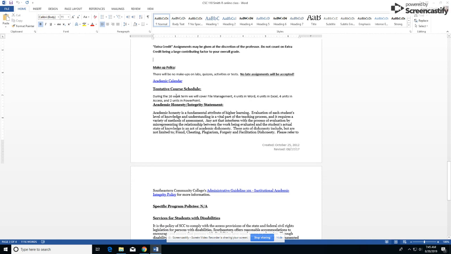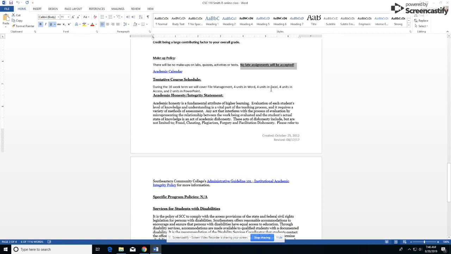My makeup policy is very easy. There's nothing accepted late. When items are due, they are due. No exceptions. You have a week to be able to work on each activity. So that means 7 days for you to get those things turned in. I don't think it is too harsh to say that I need to stay with those due dates. So again, no late assignments will be accepted.